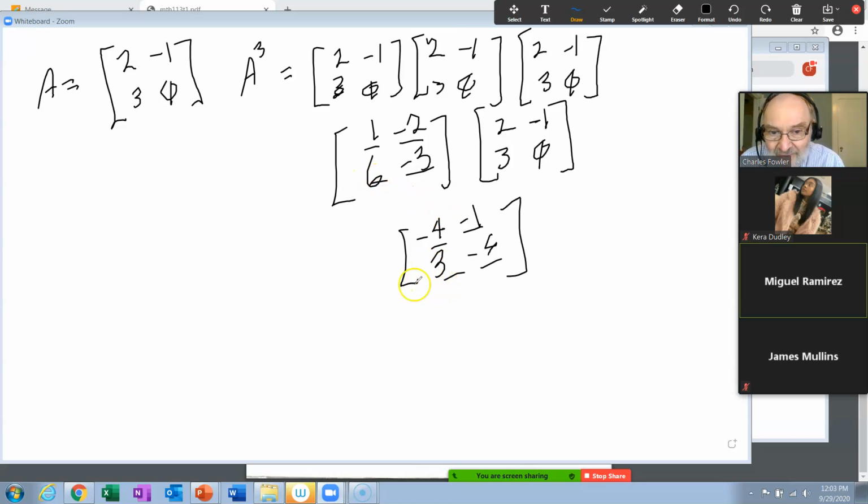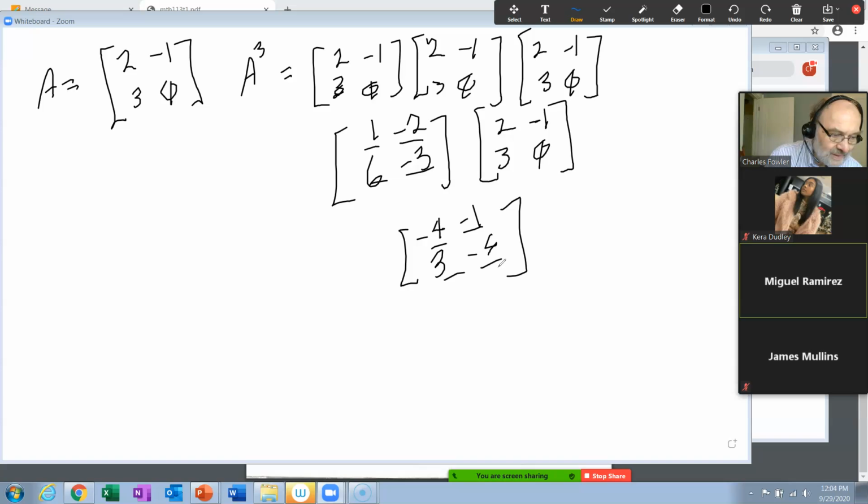This entry down here is the 2, 1 entry, second row, first column. So you do second row here by the first column here. 6 times 2 is 12, minus 9 is positive 3. And the 2, 2 entry here, second row, second column, is second row here, second column there, minus 6 plus 0 is a minus 6. So that gave you a negative 4, negative 1, 3, negative 6. And that's the answer they got in the book. Does that answer?